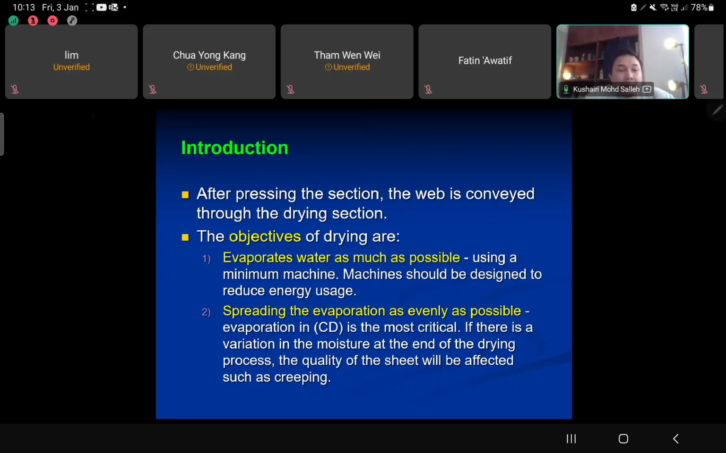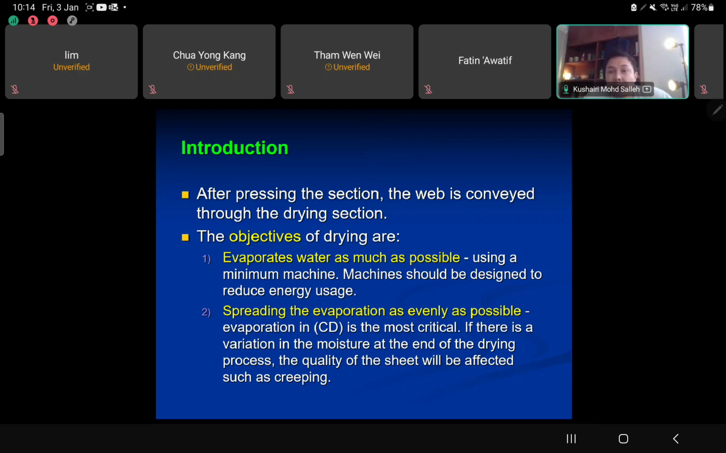So in the drying, same like in the pressing process, first they are removing the water through the evaporation process using a minimum machine. The machine should be designed to reduce energy usage. The second one is to spread the evaporation as evenly as possible. So these are the two main objectives of the drying process.